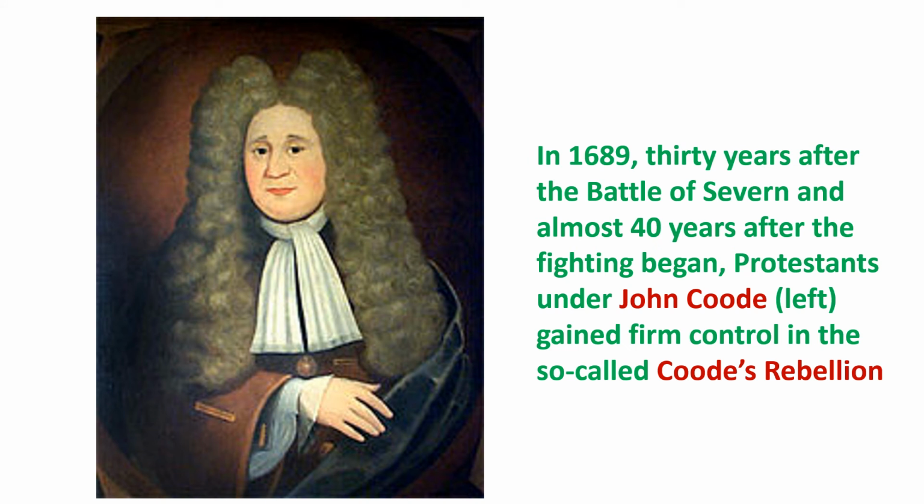Finally, in 1689, the Puritans once again rebelled in what became known as Coode's Rebellion, named for its leader, the Puritan John Coode. Coode spread a false rumor that the Catholic government was conspiring with Indians to attack the Puritans. Coode's rebellion was successful, and they actually got help from the other Protestant groups, the Anglicans.